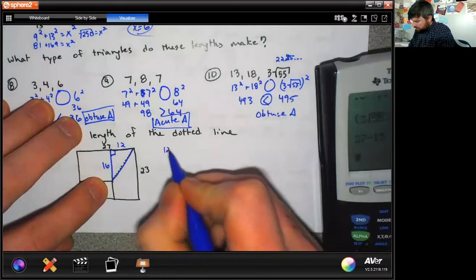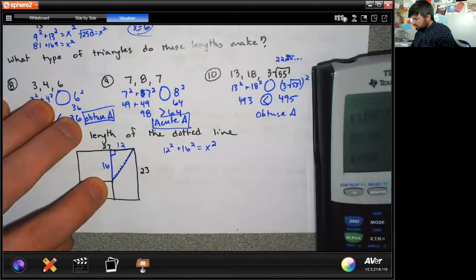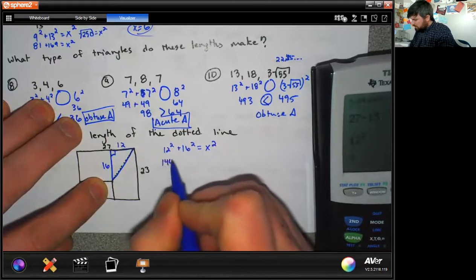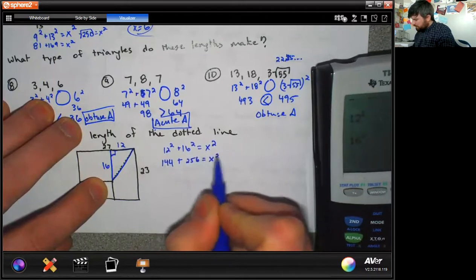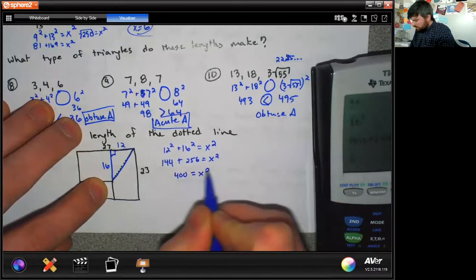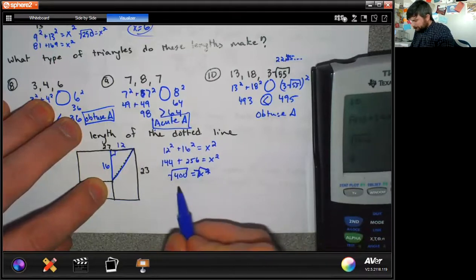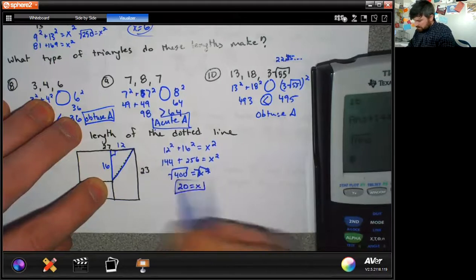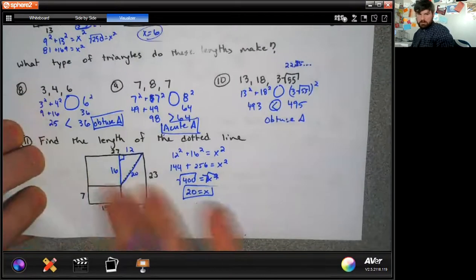So you get 12 squared plus 16 squared equals x squared. So 12 squared is 144. 16 squared is 256. And if you add those, you get 400. And then you got to take the square root, which is 20. So this length right here is just 20. So they could give you a weird picture. So just see if you could find the sides of your triangles.